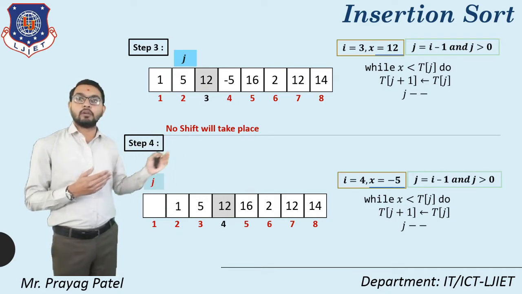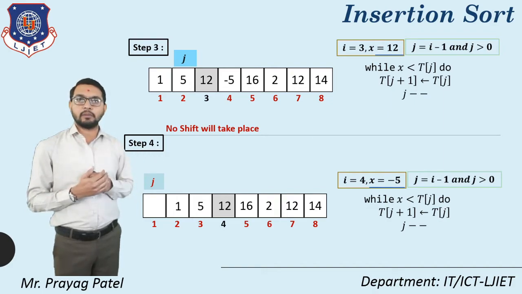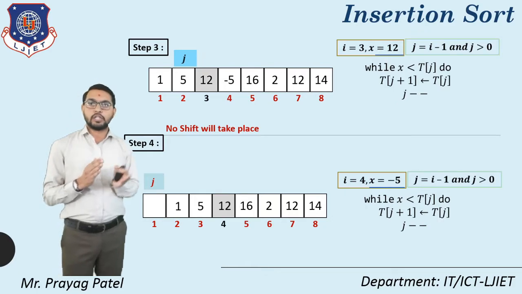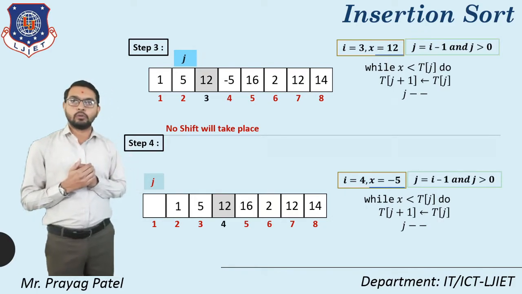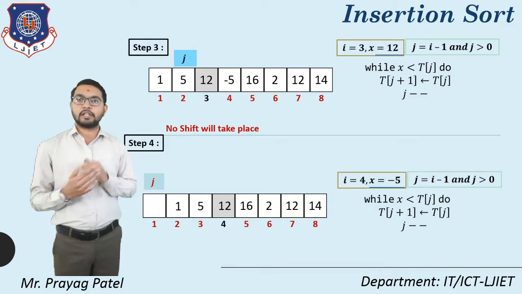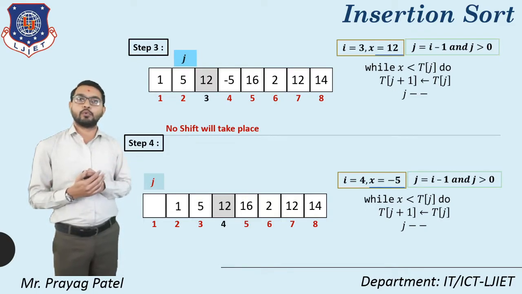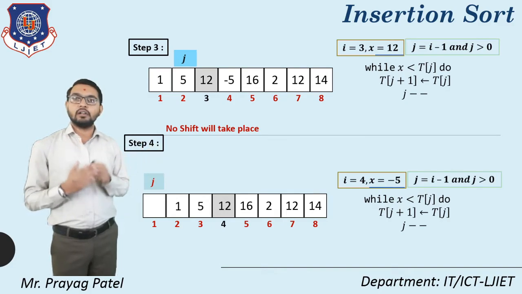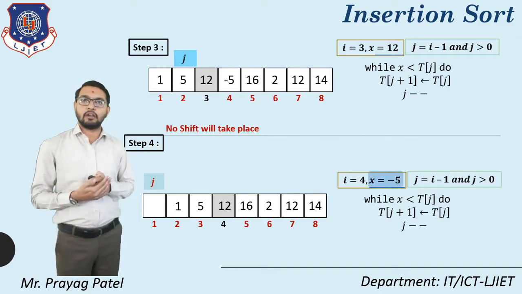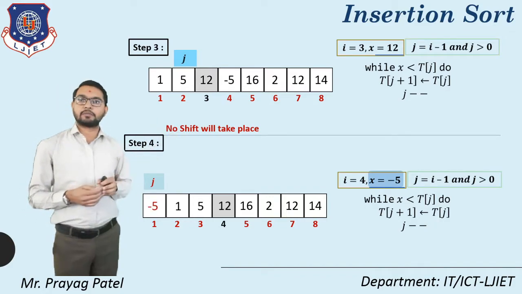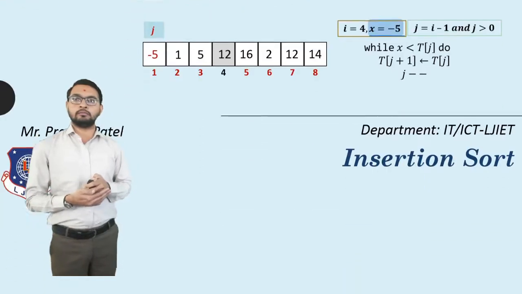Now consider the decrement of the value of j. So already the value of j equal to 1. Now j-- means j equal to 0. That's why we can say that the j greater than 0 condition will not be satisfied. So we can put the value of x into the desired location 1. So here consider value of x equal to minus 5 and put the minus 5 at location 1.